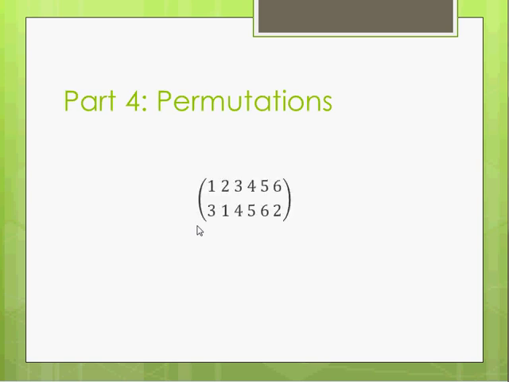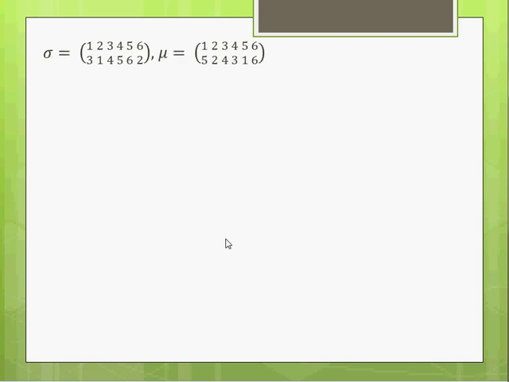And they look like this. Basically, it's just a shift. You see that 1 goes to 3 here, 2 goes to 1, 3 goes to 4, and so on. So that's just to give you a basic idea before we define it formally. And we're going to work through an example real quick.